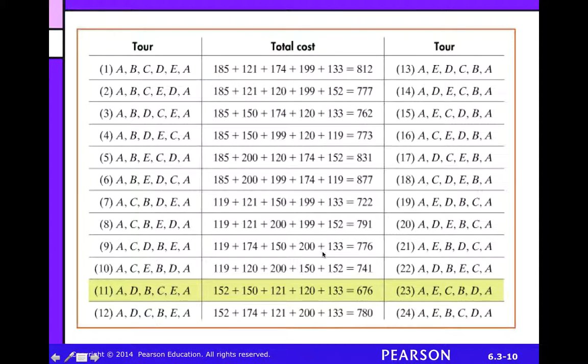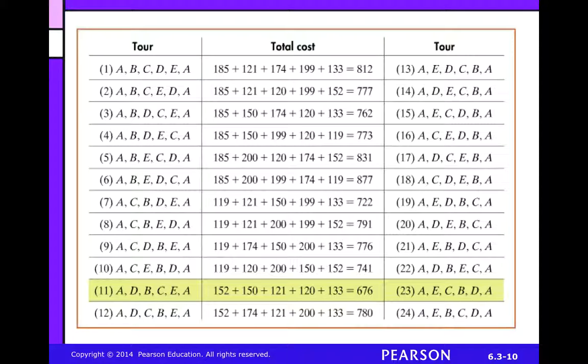So once you're finished building this table with 12 rows in it, just scan your eyes down all the costs. 812 is bad, 777 is better, 762 is better, maybe that's it. Oh no, 773, okay, 722 is now a candidate, and then 676 ends up being the best. So the best way to visit these cities is either ADBCEA or backwards, AECBDA. It doesn't matter.